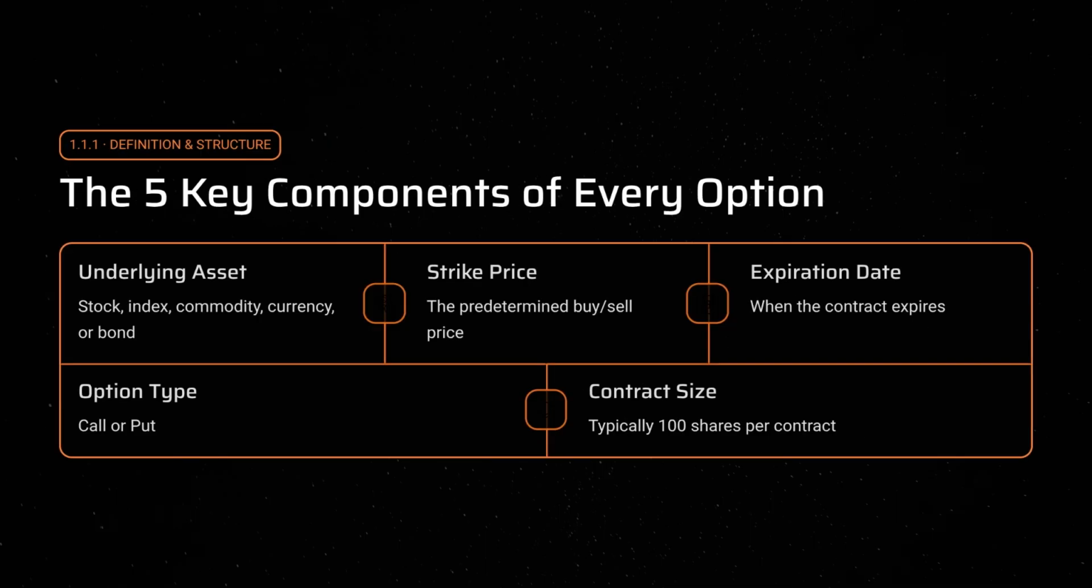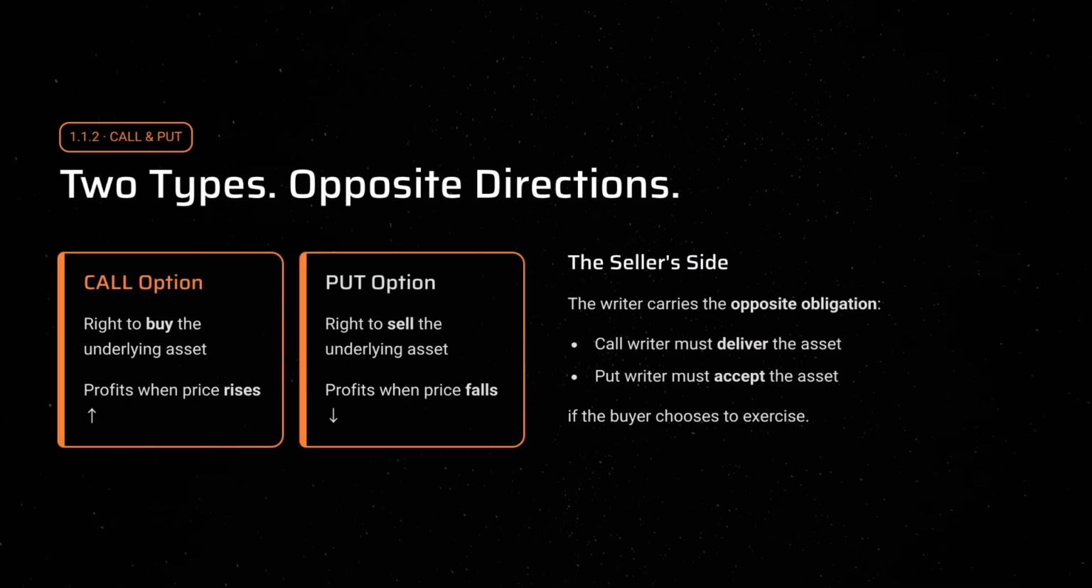Definition, structure, and how options work. Every option is based on a few key elements that define how the contract works. These components form the foundation of every options trade and determine the conditions under which it can be exercised. Each option includes an underlying asset, a strike price, an expiration date, an option type, call or put, and the contract size, for example, 100 shares per contract. We'll take a closer look at each of these elements in the next sections to make their role and importance easy to understand.